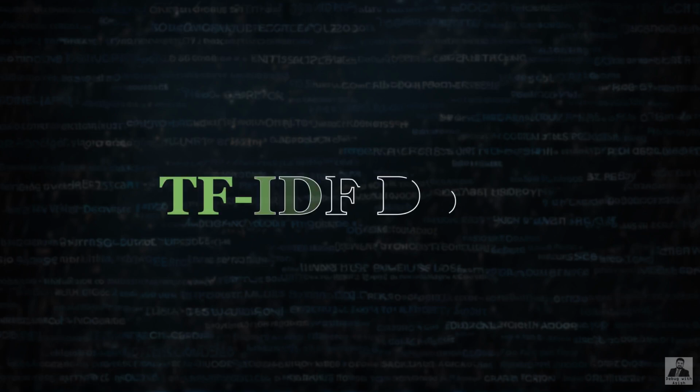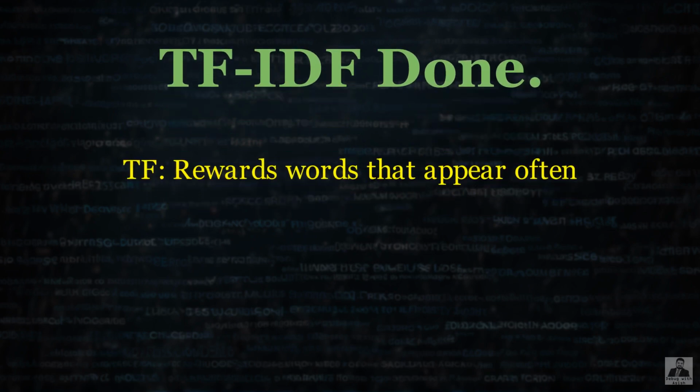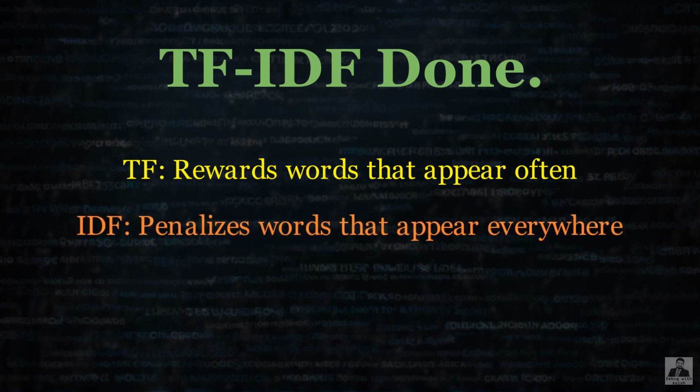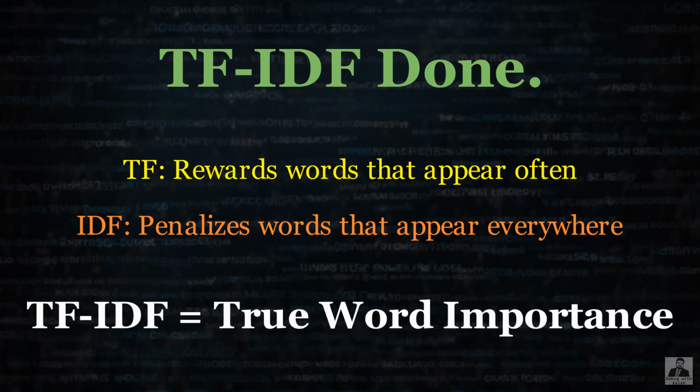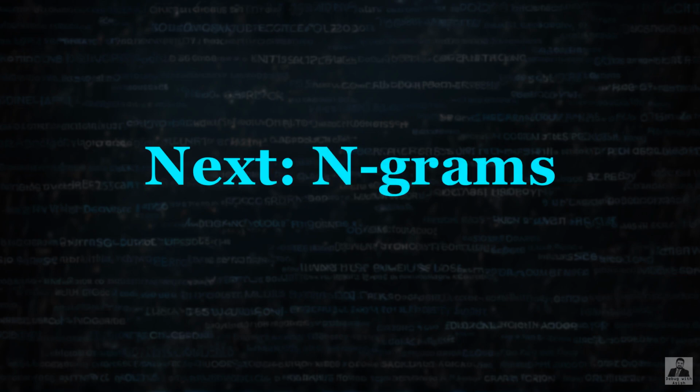You now understand TF-IDF from the math all the way to the implementation. Term frequency rewards words that appear often in a document. Inverse document frequency penalizes words that appear across every document. Together, they assign scores that reflect true word importance. In the next episode, we cover n-grams, a technique that brings back some of the word order that bag of words and TF-IDF throw away.